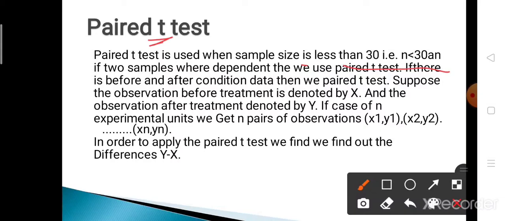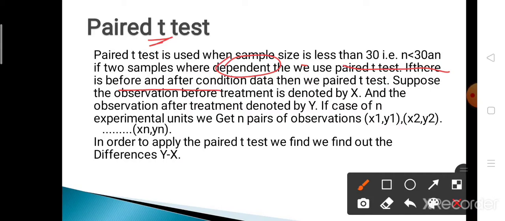If the two samples are dependent, then we use the paired t-test. The paired t-test is used when your samples are dependent. That means if there is a before and after condition in the data, the samples are dependent, and then we use the paired t-test.